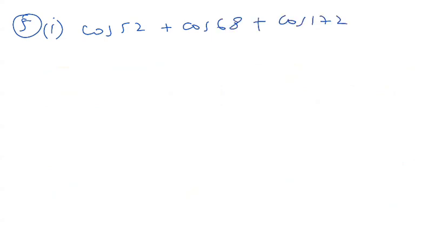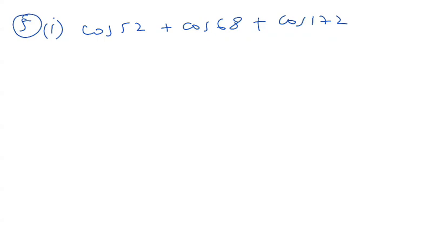Now I'll go to question number 5, sub question 1. Cos 52 plus cos 68 plus cos 172. Now if you add this to 172 plus 68, that is going to be 240. So it's divisible by 10. Okay. And if you add this to also 52 plus 68, that will be 120. Okay. So any options are quite okay. You can group any two terms, but then don't group 52 and 172.